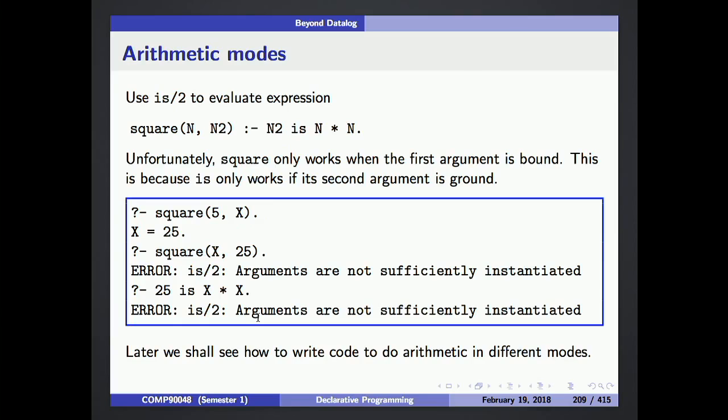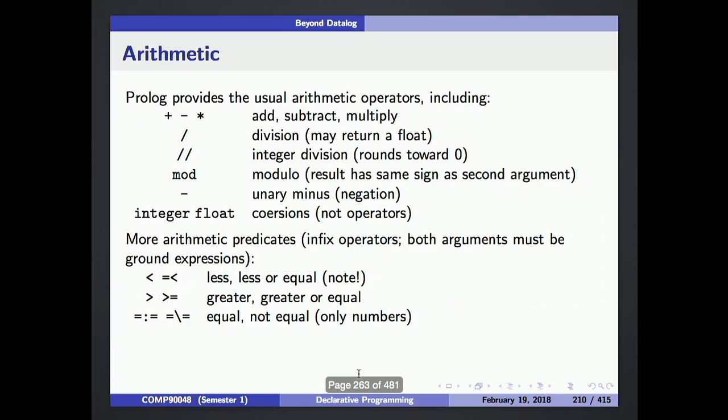Right, so later on we'll look at how to do arithmetic that works in both ways, and in fact that's where my research career started, when we were building these languages which allowed us to do arithmetic in all ways, called constraint logic programming, which is now a key technology used for discrete optimization problems.